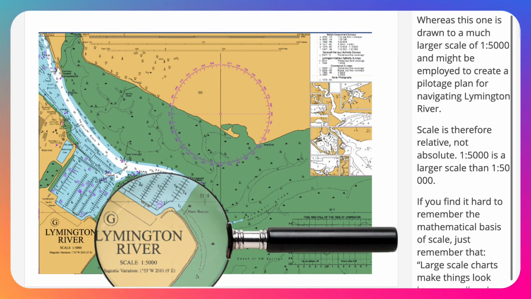Whereas this one is drawn to a much larger scale of 1 to 5,000 and might be employed to create a pilotage plan for navigating Lymington River. Scale is therefore relative, not absolute. 1 to 5,000 is a larger scale than 1 to 50,000. If you find it hard to remember the mathematical basis of scale, just remember that large-scale charts make things look larger, small-scale charts make things look smaller.